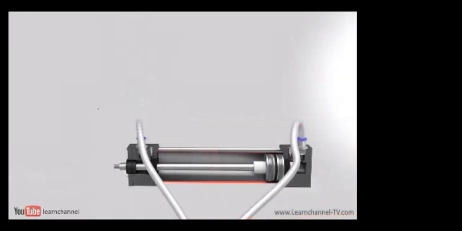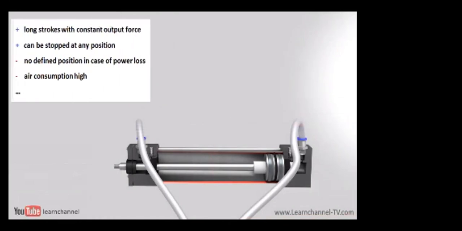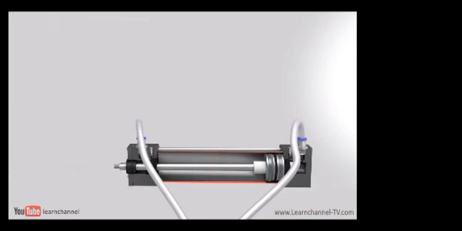In summary, double-acting cylinders can have long strokes, up to several meters, with a constant output force through a full stroke. They give the user full control as they can be stopped in any position. But in case of a power loss or pressure failure, you don't have a defined cylinder position. In addition, the air consumption is relatively high as you need compressed air to retract these cylinders.